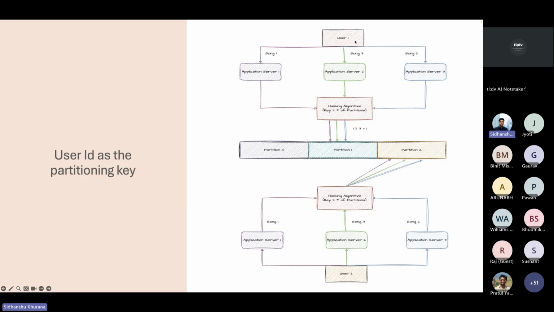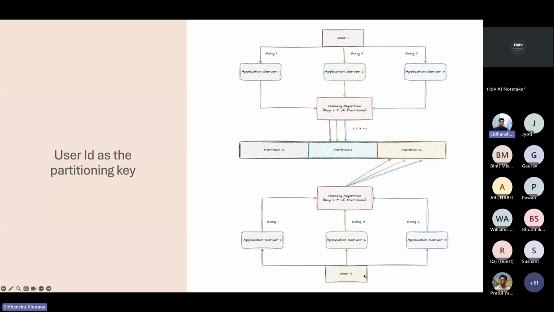So if we go by user ID, regardless of where the request goes, all of them will be routed to partition 1 because 1 modulo 3 is 1. So you can see the purple line to partition 1, you can see the green line to partition 1, and similarly the blue line also to partition 1.